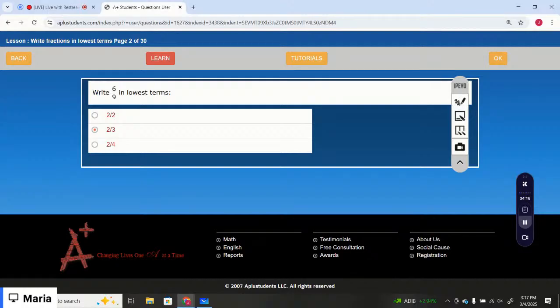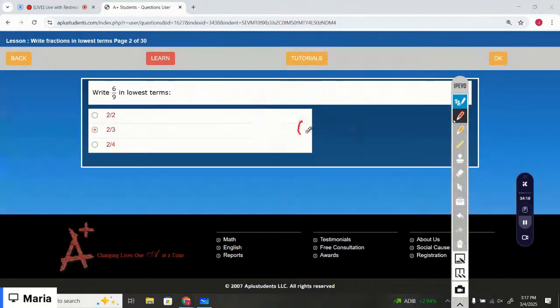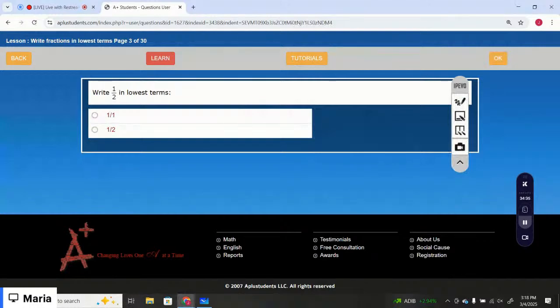Divide them by the greatest common factor, that is 3. Divide them by 3: 3 times 2 is 6, and 3 times 3 is 9, so that is 2 over 3. Option number 2. Yes, that is already in the lowest term, right? So that is 1 over 2.